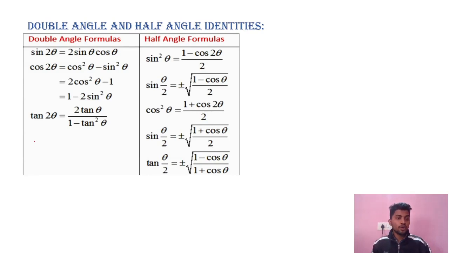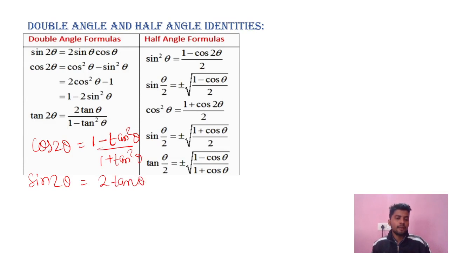You can also include here cos of 2 theta is equal to 1 minus tan square theta by 1 plus tan square theta. And sine of 2 theta you can also include here. Sine of 2 theta is what? 2 tan theta by 1 plus tan square theta. Okay, these are some useful trigonometric identities.